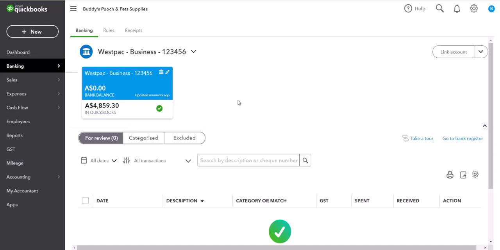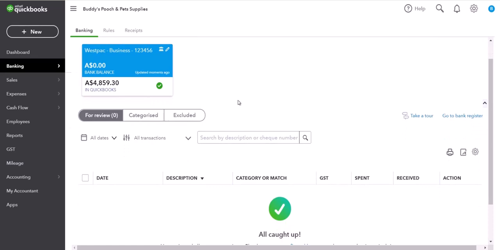Okay, so we are in our banking screen. We've done our processing, we've done our transactions, we've matched, we've added in the previous lessons. So we know how to do those. Now, the first thing you need to check, just make sure that in your review section there are no transactions that you need to process, because this is one of the other reasons why I see inaccurate transactions in QuickBooks.